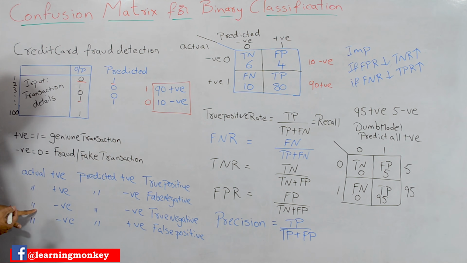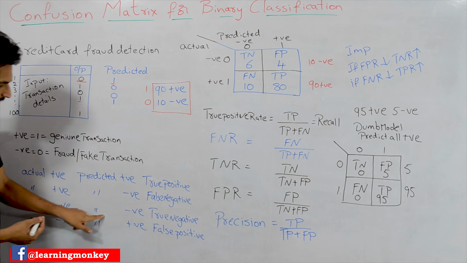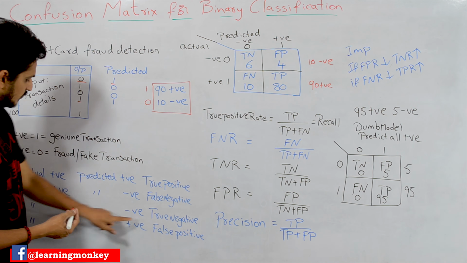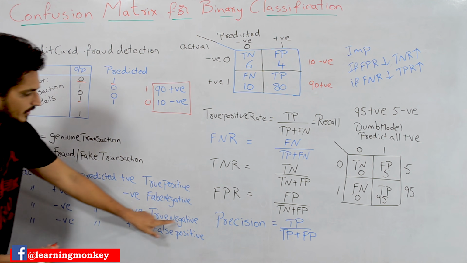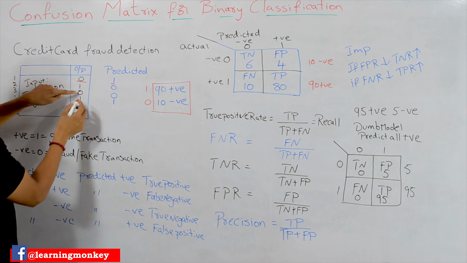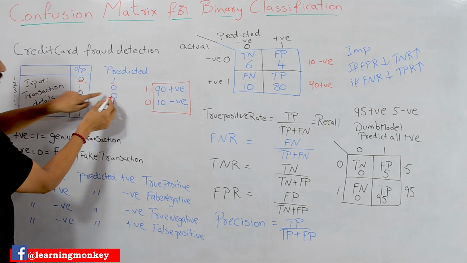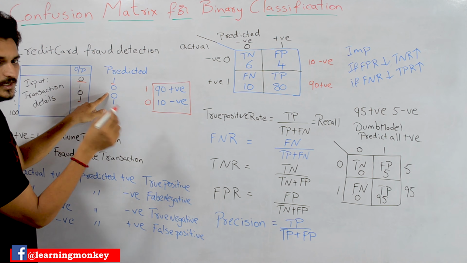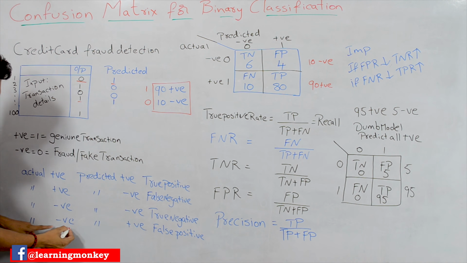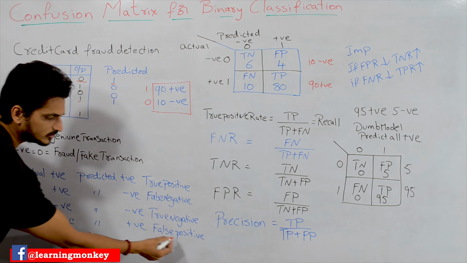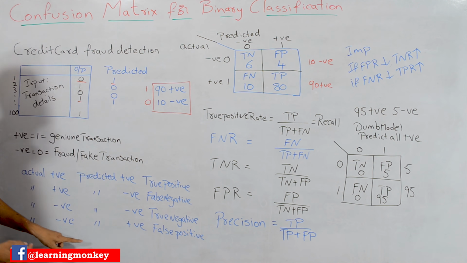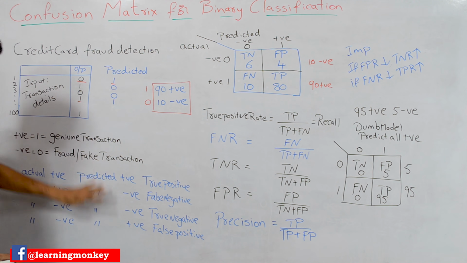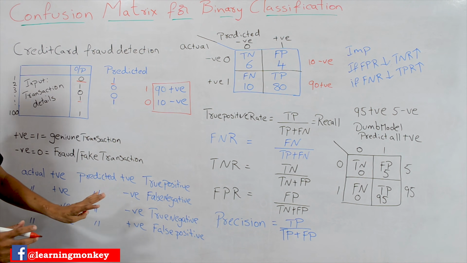Next one is actual value negative and predicted value negative, and we call it a true negative. So the actual value is negative, meaning 0, and our predicted value is also 0. We call these true negative points. In the same way, actual value negative and predicted value positive, we call false positive points. Plotting this, we call it a confusion matrix.